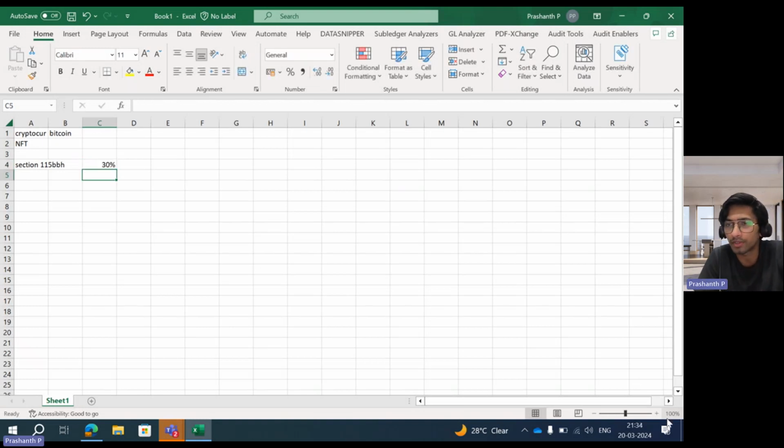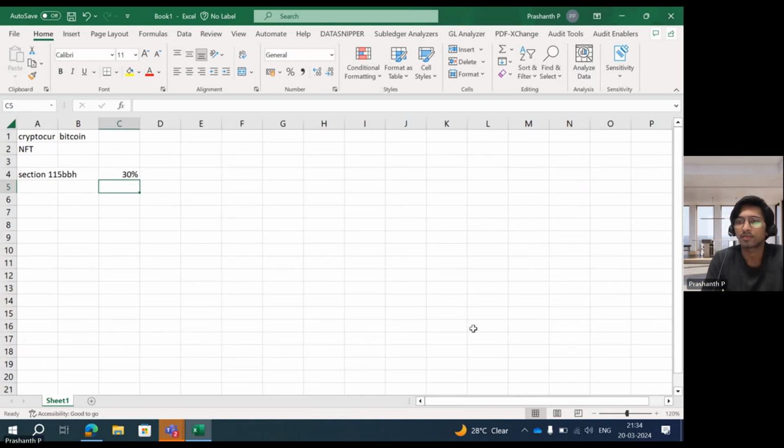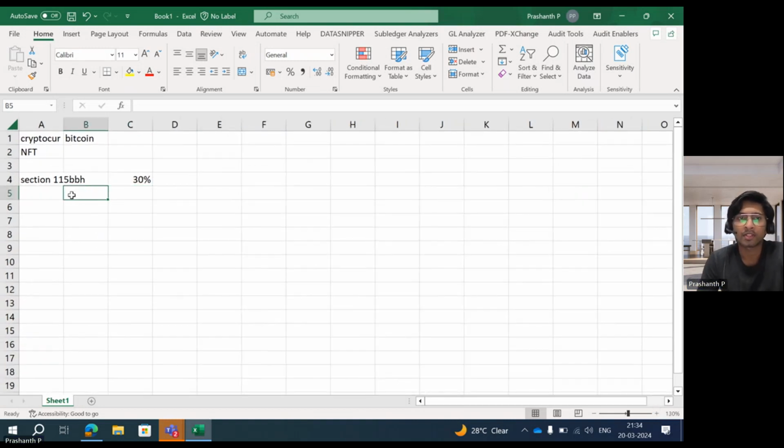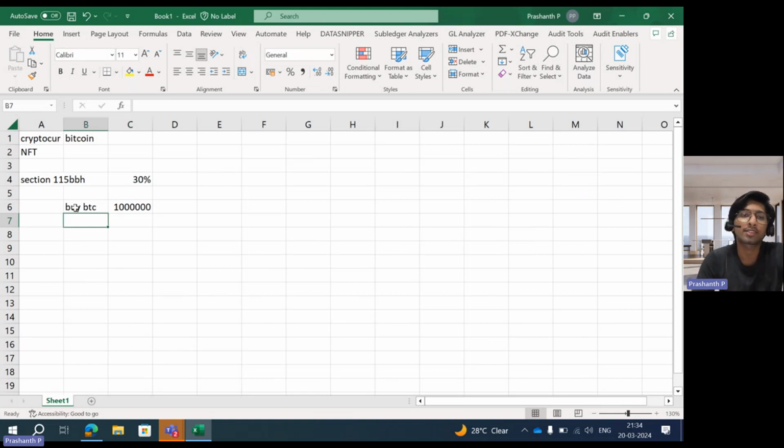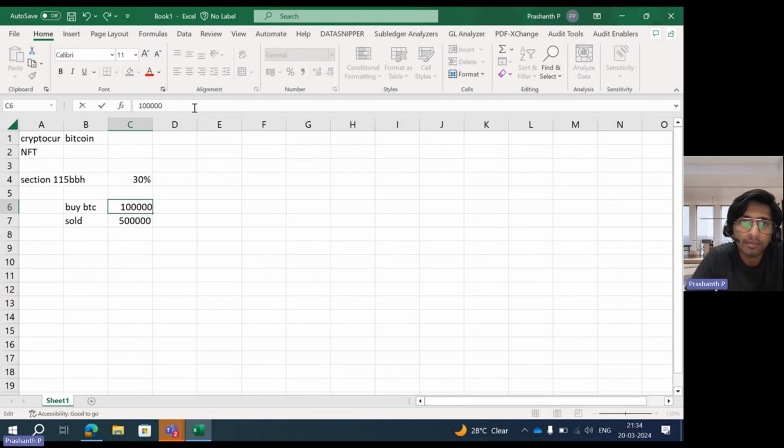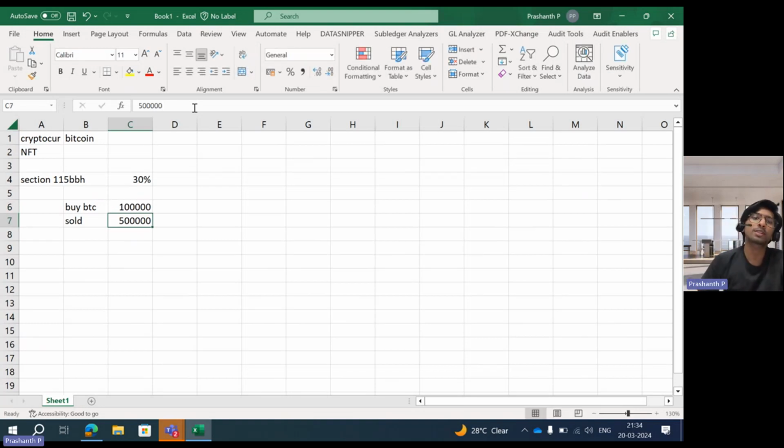Right? I zoom this screen. Wait. Yeah. So suppose I bought a Bitcoin, BTC, for let's say 1 lakh rupees. I bought a Bitcoin for 1 lakh rupees. Now, the very next day, I sold the same Bitcoin for let's say 5 lakh. Sorry, I think one zero is extra. Okay. I sold the same Bitcoin for 5 lakh rupees.